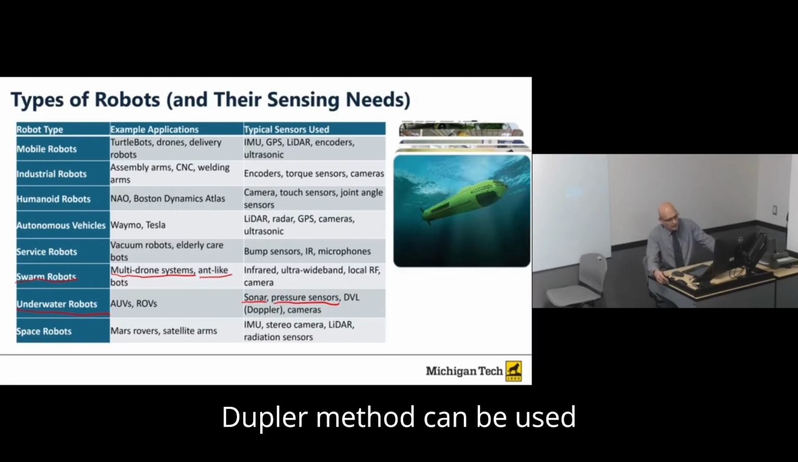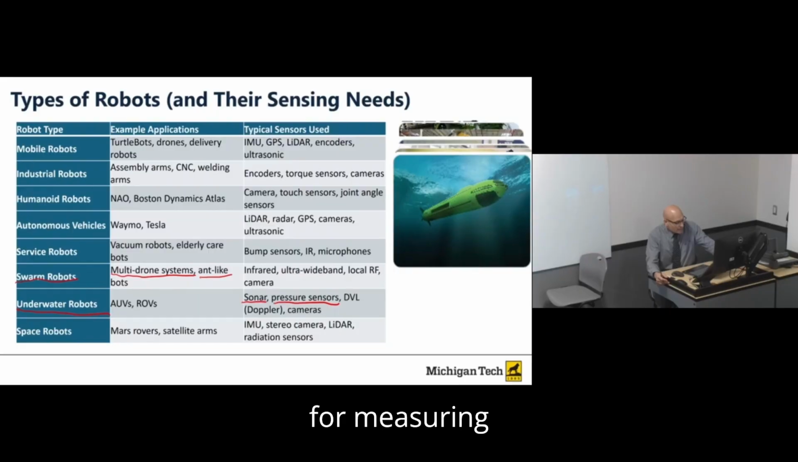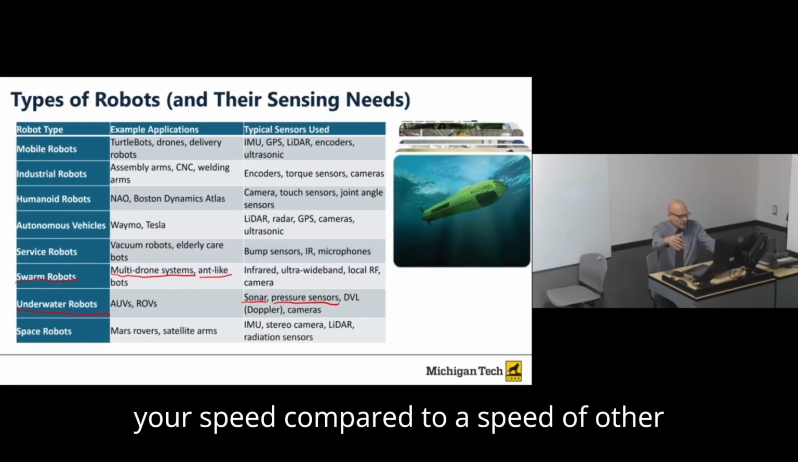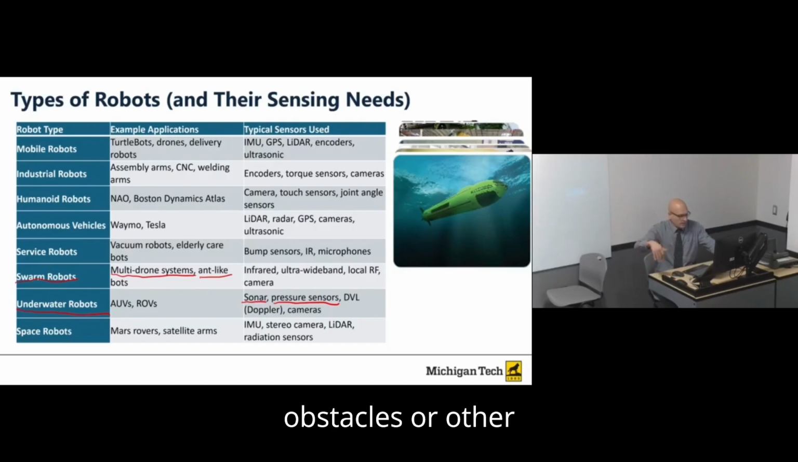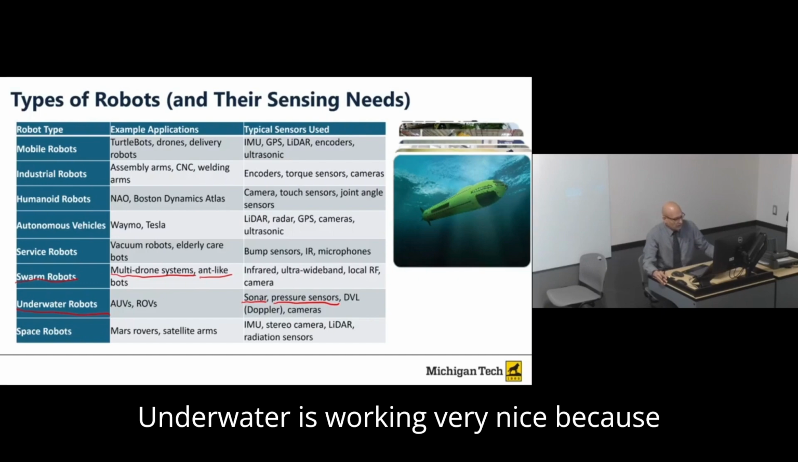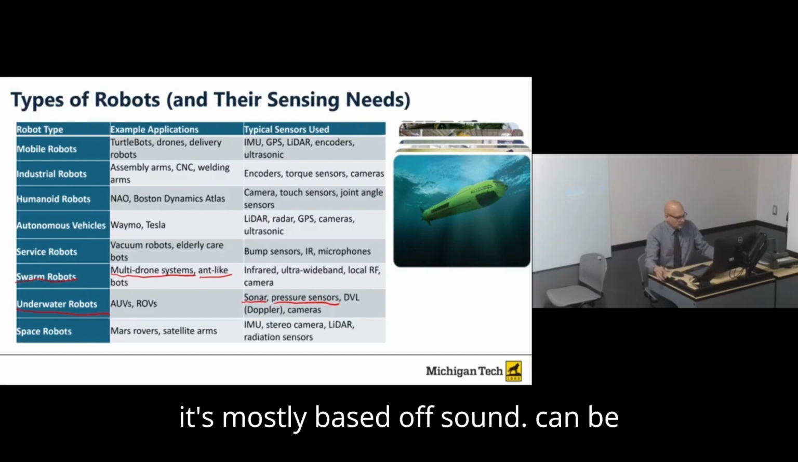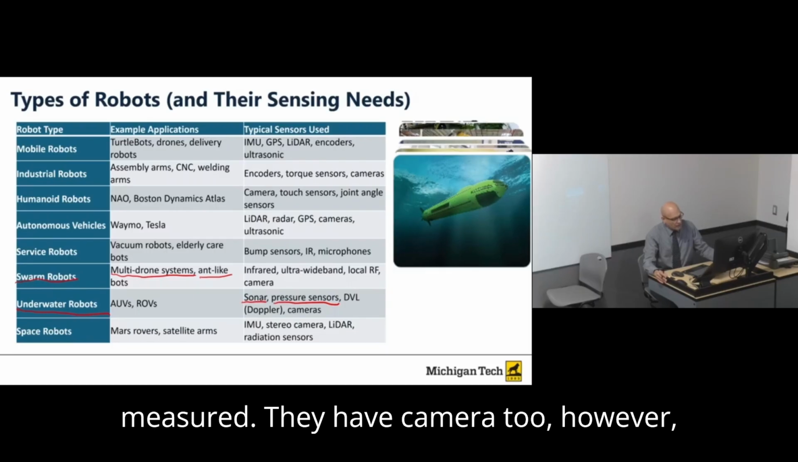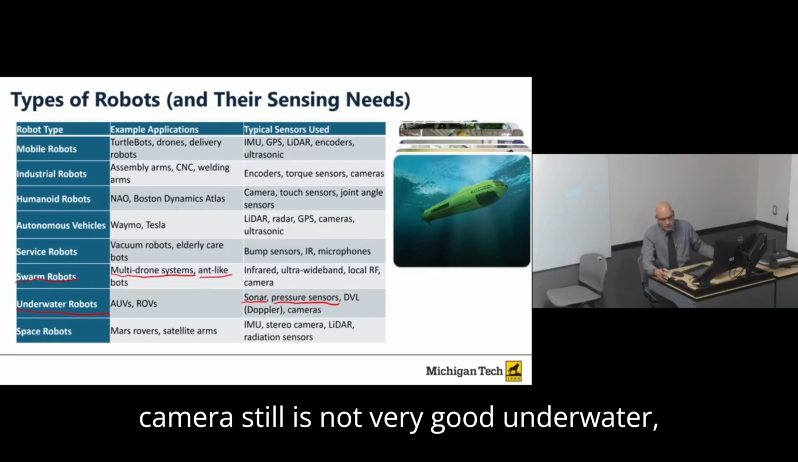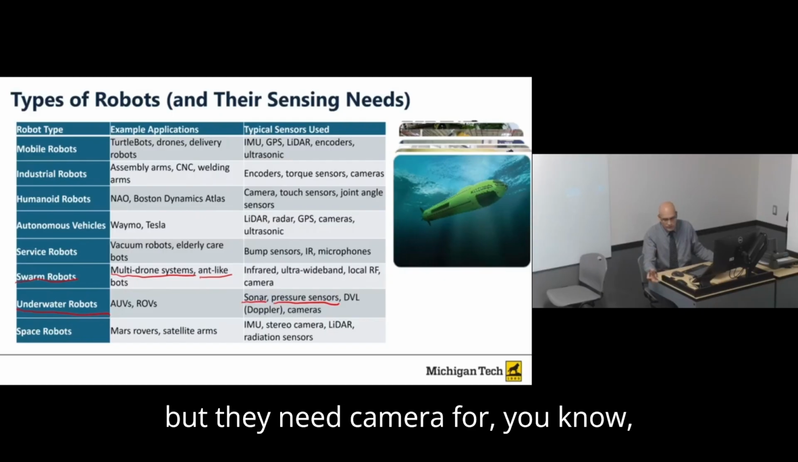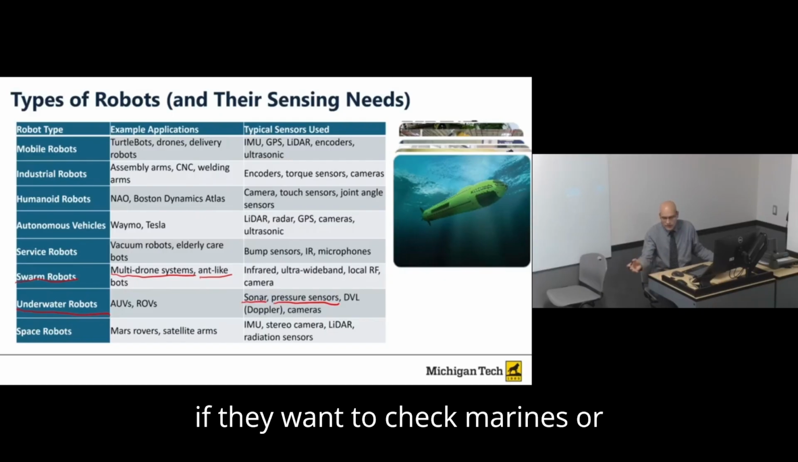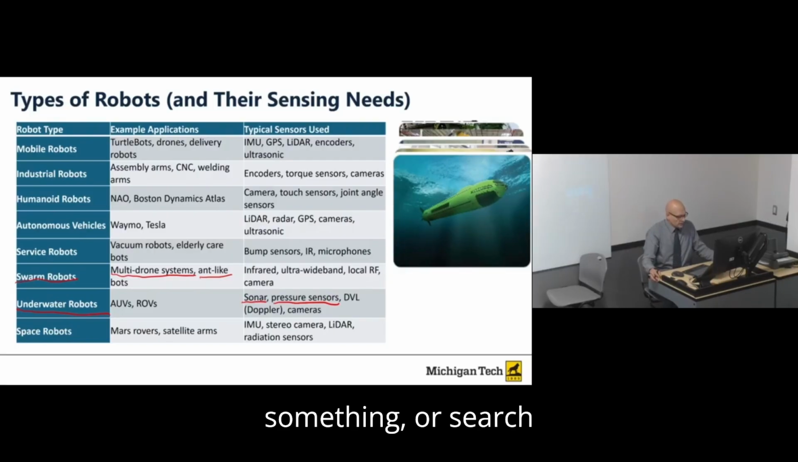The Doppler method can be used for measuring your speed compared to the speed of other obstacles or other objects. Underwater it works very nicely because it's mostly based on sound and can be measured. They have cameras too. However, cameras are still not very good underwater, but they need cameras if they want to check marine life or search for something. This is a very open subject, underwater vehicles.